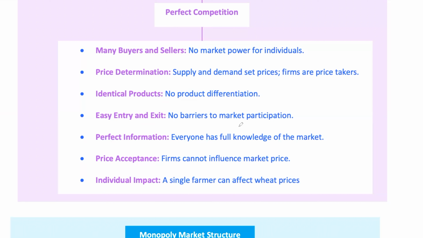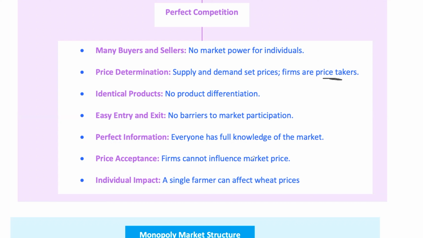Lastly, perfect information is a crucial feature of a perfectly competitive market. Both buyers and sellers possess all necessary information regarding prices and products. There are no hidden details or secretive practices, ensuring that everyone in the market is fully informed, which facilitates fair and transparent trading. In such a market, firms are price takers, meaning they accept the market price as given.